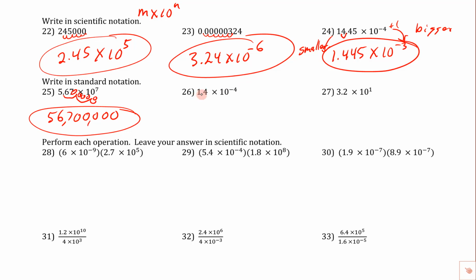Next one, it's a negative exponent, so that means we're going to move it 4 places to the left. So I'm going to go in 2s. So here's 2, and there's another 2. So we fill in with a 0 there. Again, if you want to count by ones, totally okay.